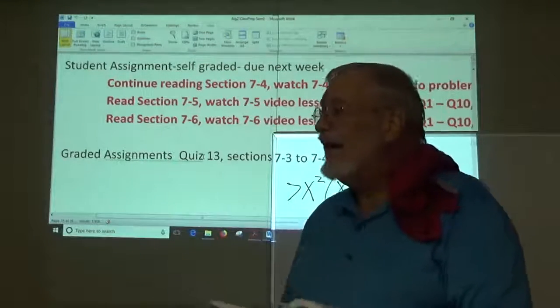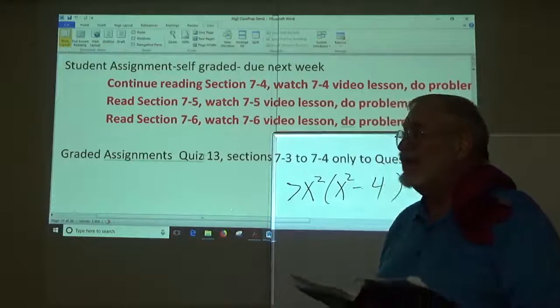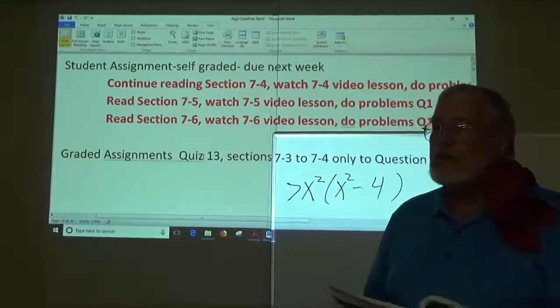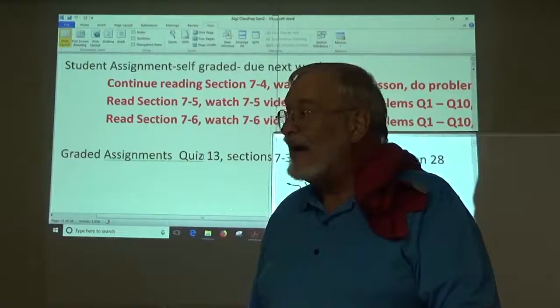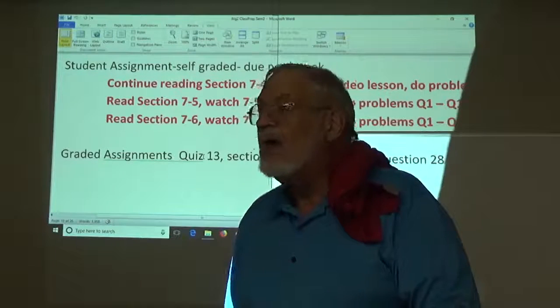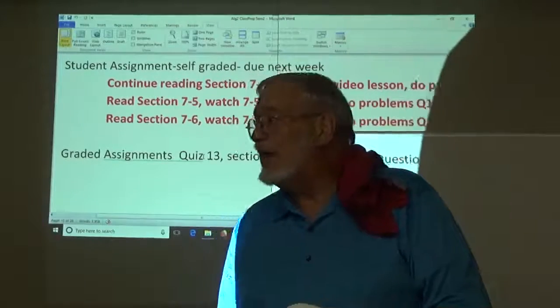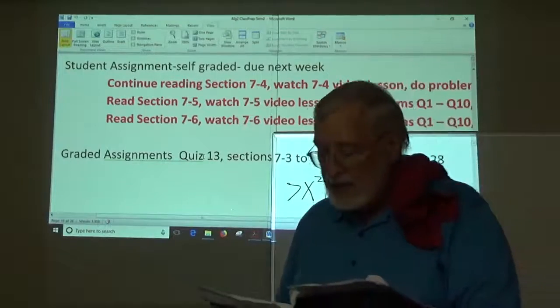Do you know how to tell whether or not a number has a 3 as a factor? Add up the digits. If the sum of the digits is in the 3 times table, it has a factor of 3. If the sum of the digits is in the 9 times table, it has a factor of 9. So, when you look at 81, what's 8 plus 1? 9. That's 9 times something.